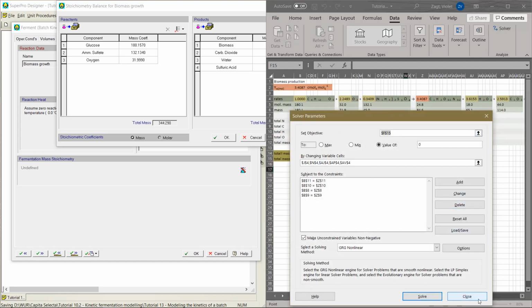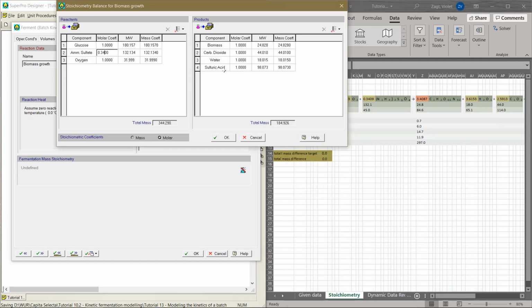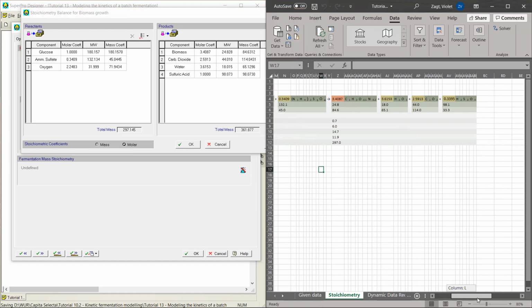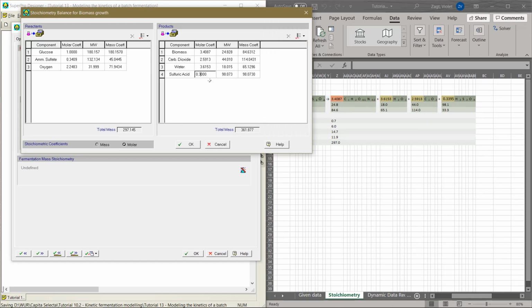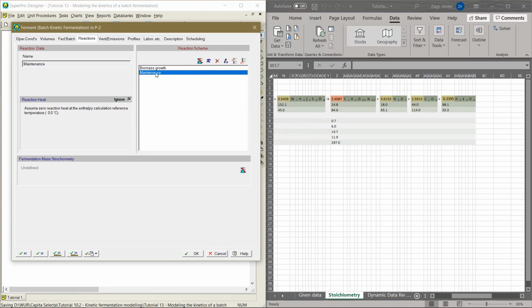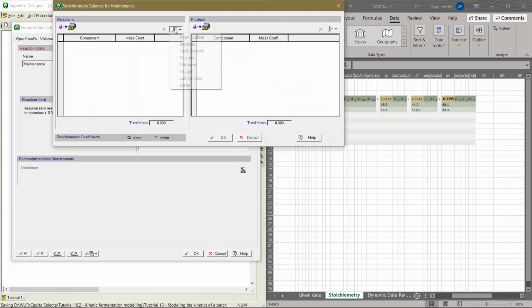I use the solver in Excel. Make sure you mind your units. The biomass yield is given in kilograms of biomass per kilograms of sugar, but I need it to convert it to moles per moles. We can model the maintenance simply as the burning of glucose and oxygen into carbon dioxide and water.